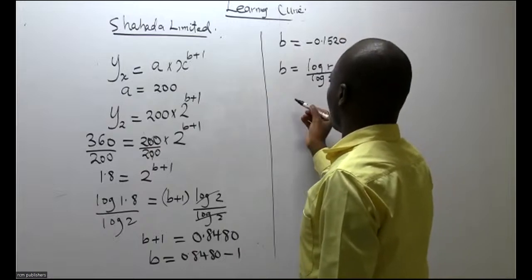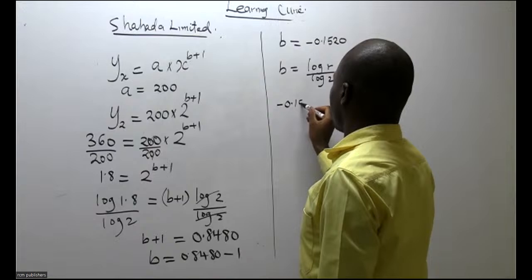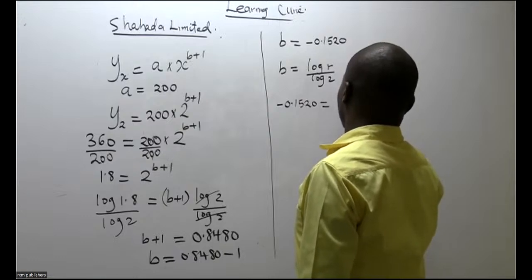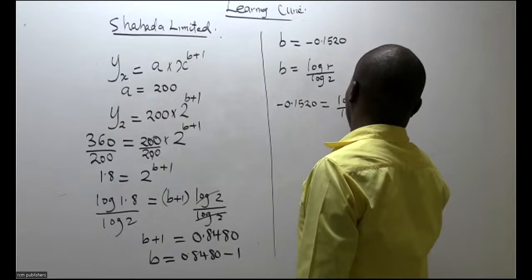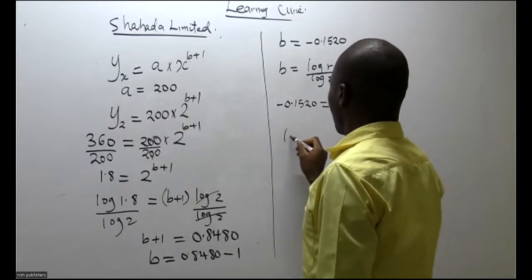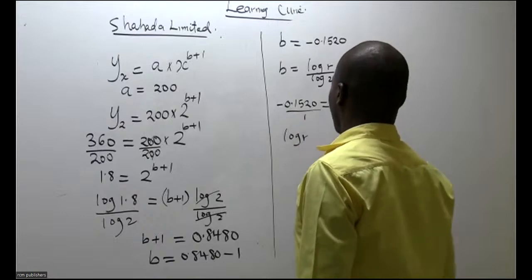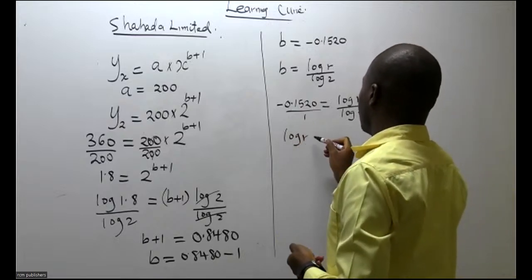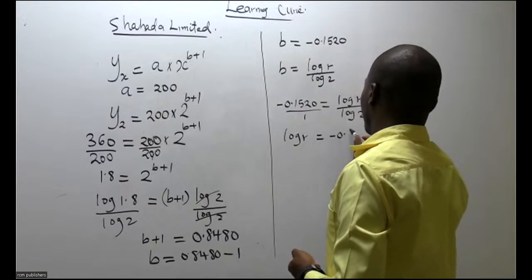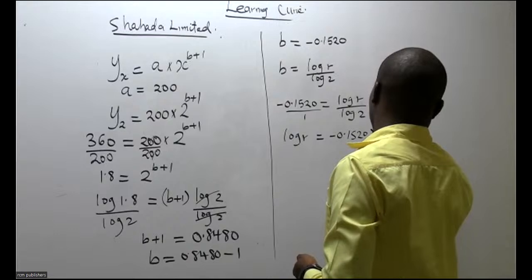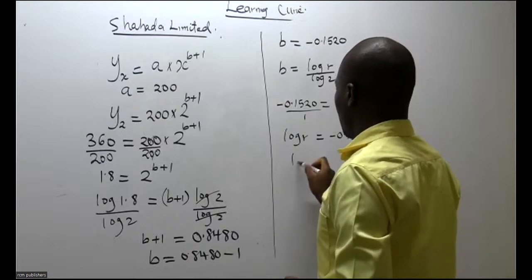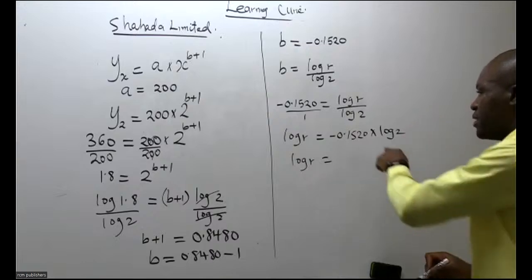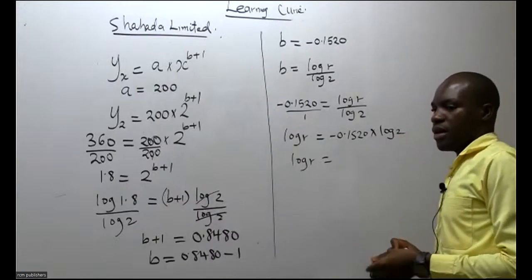So come and do a very simple thing here. Negative 0.1520, that is B, is equal to log R, which we do not have, divided by log 2. This R is unknown, so you cross multiply. Log R is equivalent to negative 0.1520 times log 2. So our log R will be equivalent to the answer you have there times log 2. What will you have here?